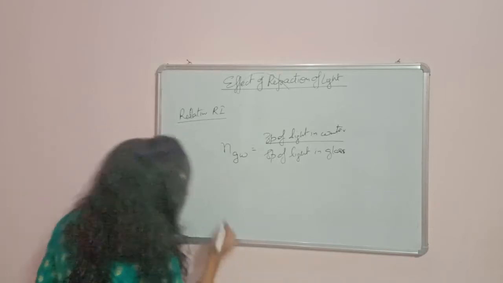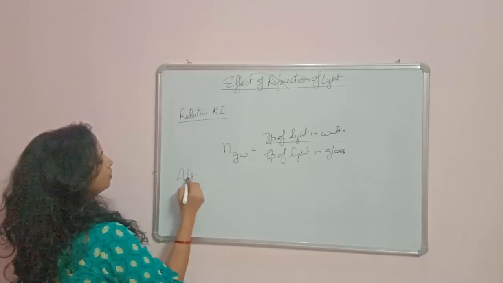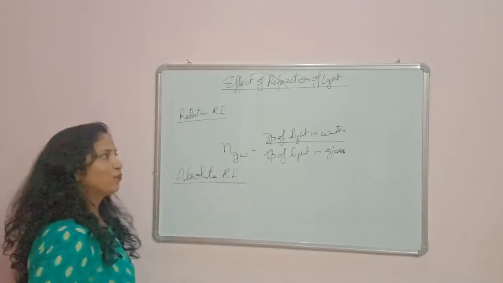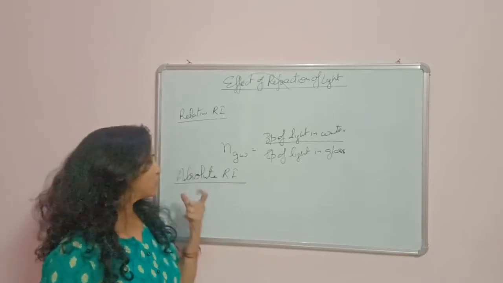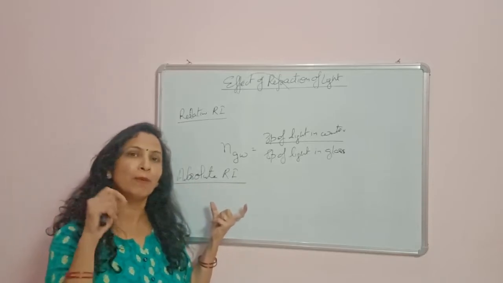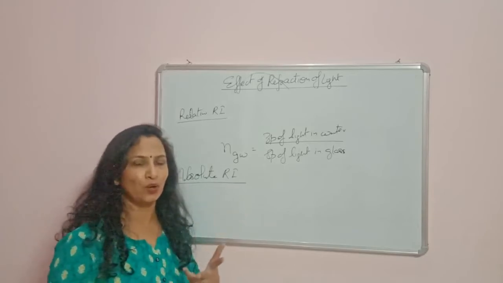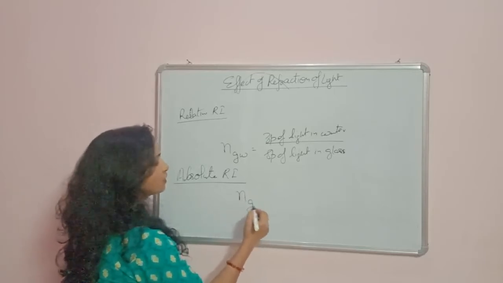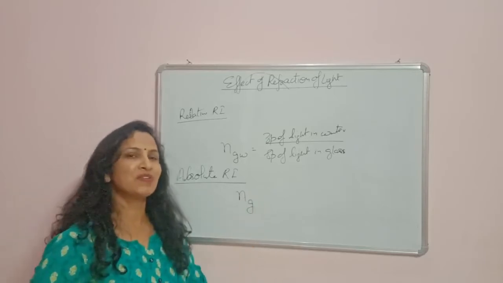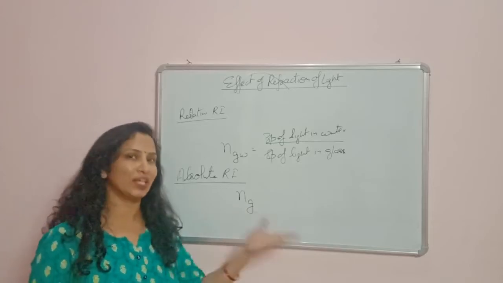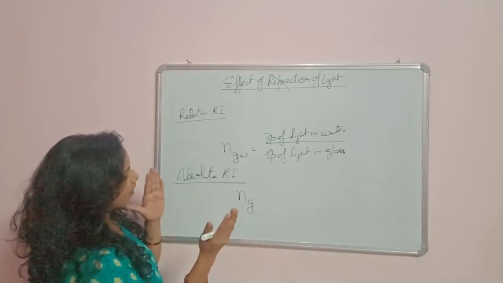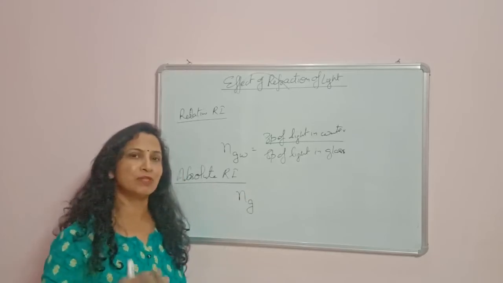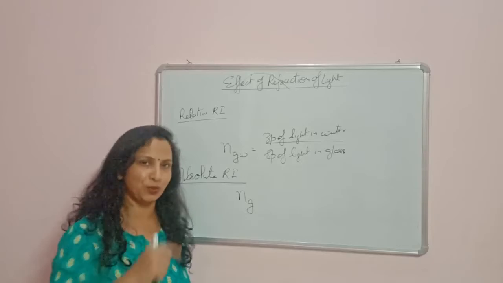And the other one is the absolute refractive index. What is absolute refractive index? Absolute refractive index means if you are comparing the speed of light with air or vacuum, this is called the absolute refractive index. Suppose the refractive index of glass is with respect to air. In this case we do not need to write air or vacuum. It is given as the refractive index of glass, so it is understood that we are comparing the speed of light with air or vacuum.